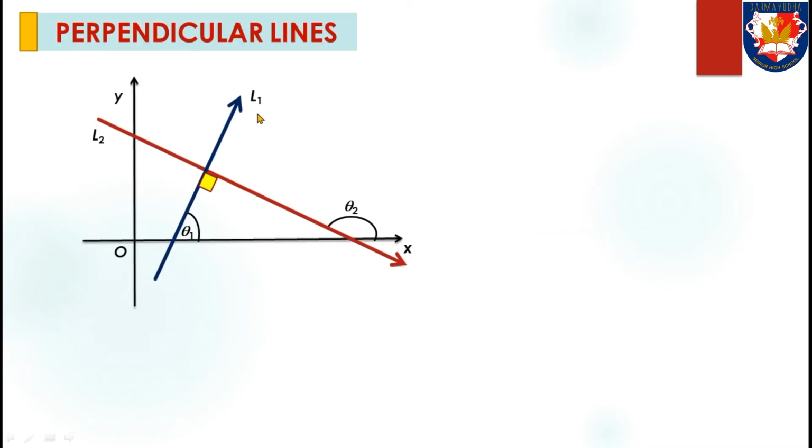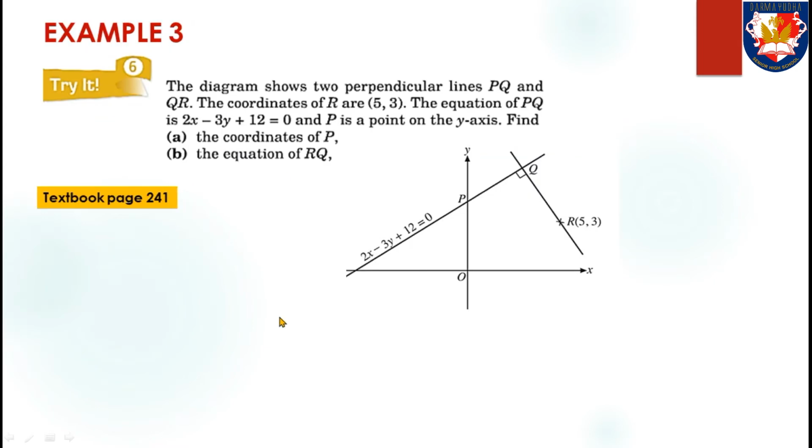If the line L1 makes an angle of 90 degrees to the line L2, then we can say that L1 and L2 are perpendicular to each other. If they are perpendicular to each other, then the multiplication of their gradients equals -1. M1 times M2 equals -1. Example 3. The diagram shows two perpendicular lines PQ and QR.